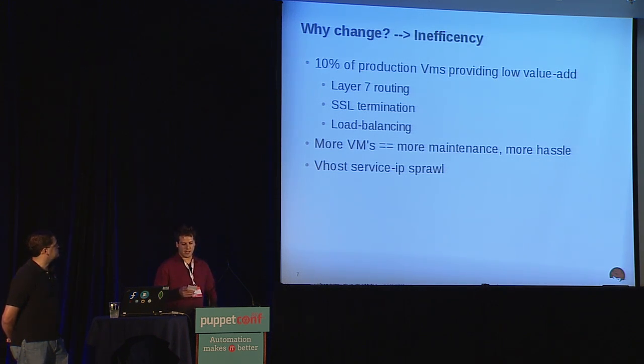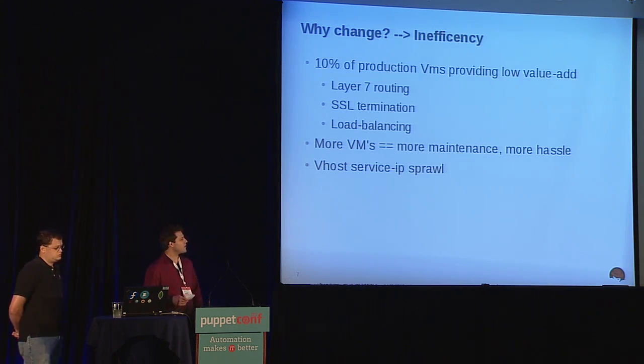Essentially what I mean is that the customer doesn't care about your proxy layer. What they care about is the content that's actually on the application tier. So when they send a request, all the layer 7 routing, the SSL termination, the load balancing, they never even see what that is. So they have no reason to care about it. And essentially, all those VMs, it was 66 in total that were serving our proxy layer, are more maintenance, more hassle, and just more trouble.